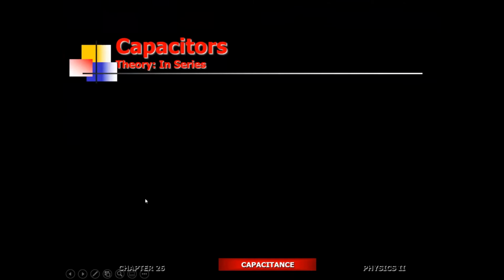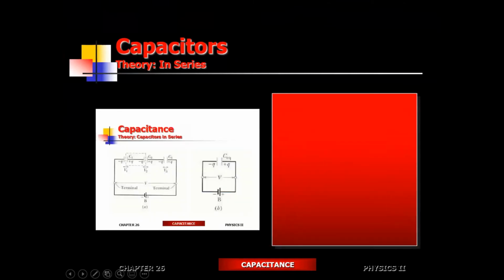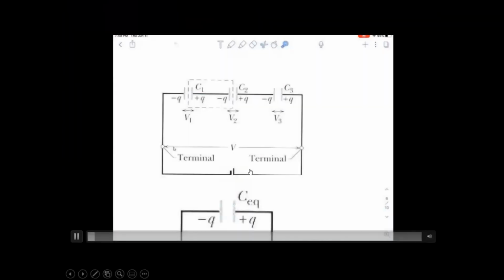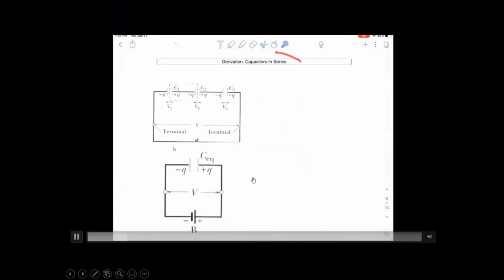A couple of things regarding this. Let's look at the derivation. The voltage supplied by the battery is going to get split across each and every single capacitor, depending upon the capacitance values. And we are looking for the total capacitance in this case. The voltage supplied and the voltage across each capacitor summed up will be the same. This comes about because of the conservation of energy principle.